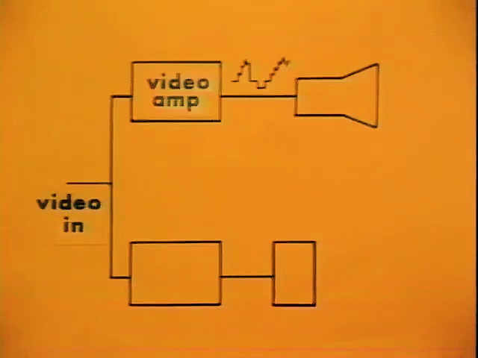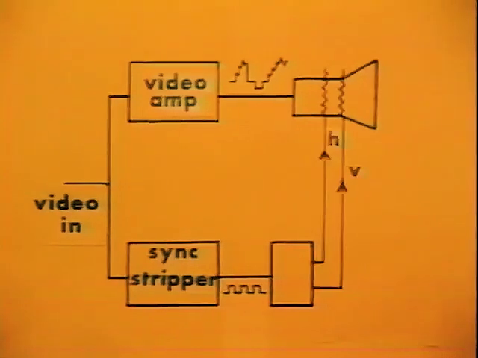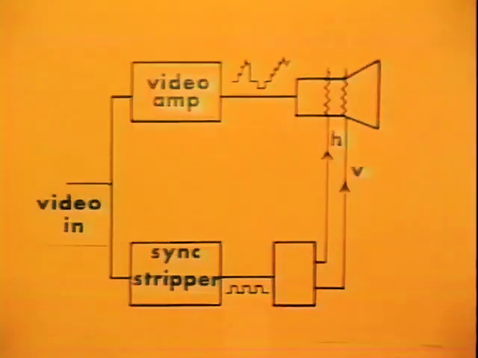The other circuit removes the video information and leaves only the sync pulses. This circuit is called a sync stripper or a sync separator. The sync pulses are then further separated into their original horizontal and vertical pulses. These are now fed to their respective coils around the tube, and the beam is scanned exactly as in the camera. The sync pulses are also fed to a blanking circuit to ensure that the beam is cut off during retrace.